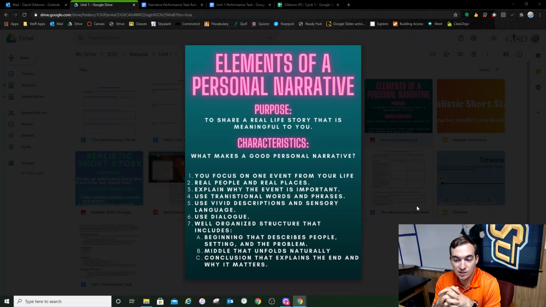This lesson is over elements of a personal narrative, and specifically, I'm going to be talking about your Unit 1 performance task. And I talked about it in class, and I explained the performance task like this. A performance is when you go see something, a group of people or an individual, and they are showing you something that they've been practicing. So some examples are athletes, actors. If you go see a movie, you go see a play, people who play instruments, bands, musicians. Those are people who give you performances.